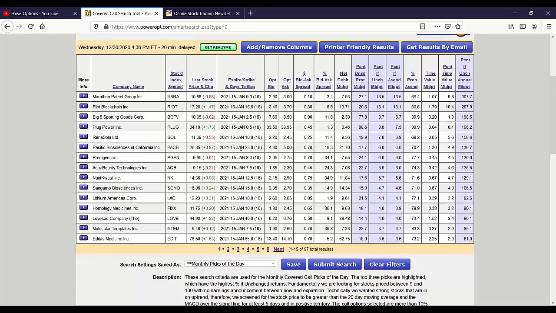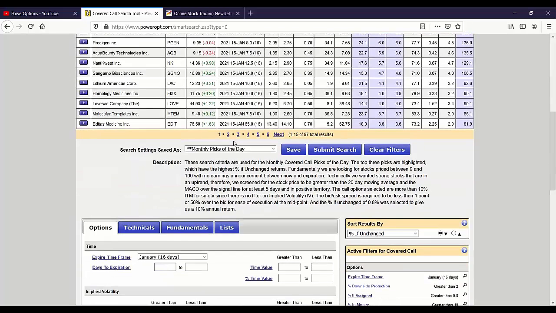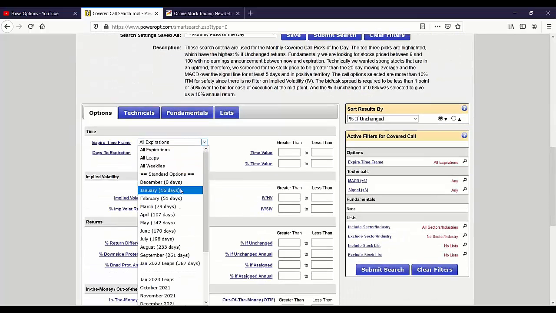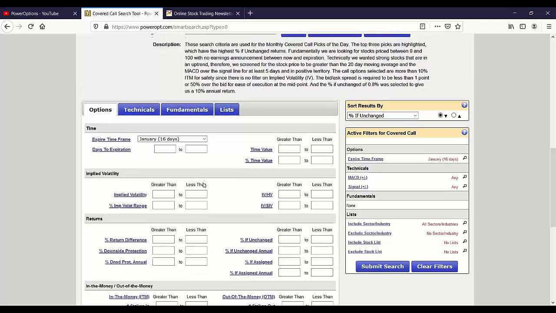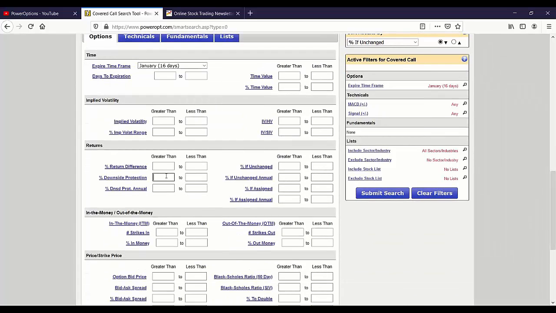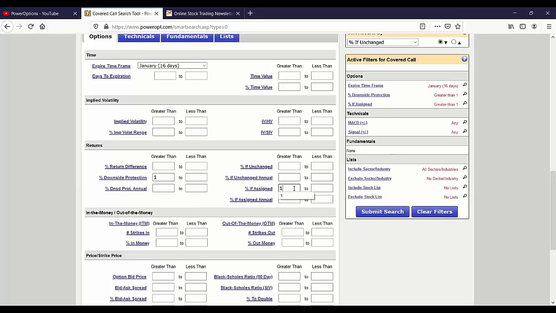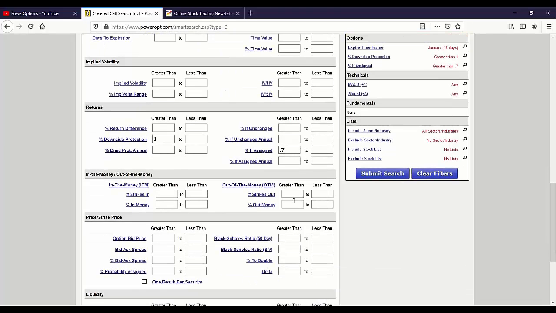In this case, Don, what I'm assuming is you're looking at a dividend-paying stock you want to hold long-term. As you mentioned, what to do with a short call as it goes in the money if you want to hold the stock. So what I may do is just create a basic search. We're going to go ahead and go out to January, even if it's only 16 days. And I'm going to tell the system, I want at least a 1% downside protection, at least a 1% return if assigned. Now, I'm going to put this at 0.7 because we're looking at dividend-paying stocks for 16 days.